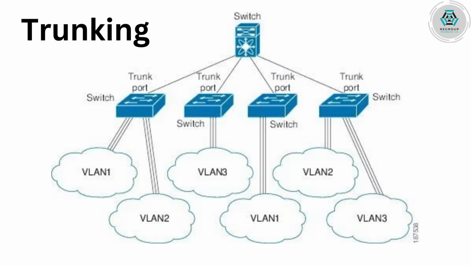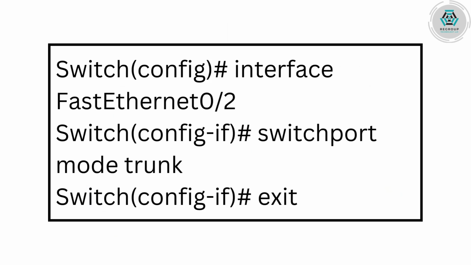2. Trunking. Trunking overview: trunking allows VLAN traffic to pass between switches. Trunk ports carry traffic for multiple VLANs. Trunk will work when no routing protocol is used. When a router is present, then inter-VLAN routing will work. Configuration steps: set a switch port as a trunk port.